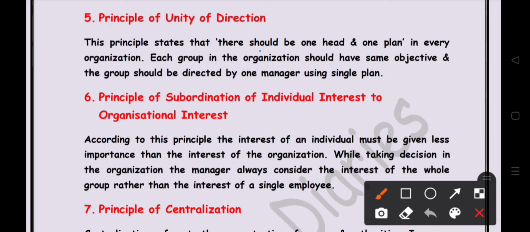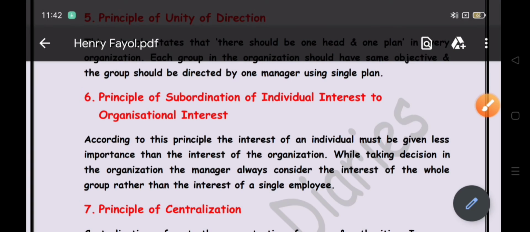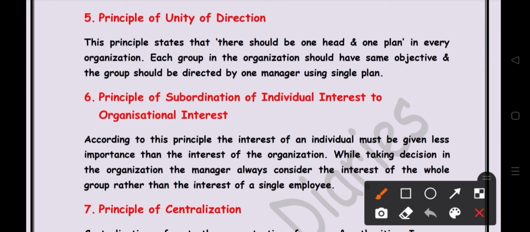It means that if you are divided into different departments and getting commands from the authority, ultimately your aim should be one. All the departments of the organization, though divided, should have one ultimate goal, and that is unity of direction. Your direction is one, your final objective is one, and for that you are getting direction from one head for one plan.